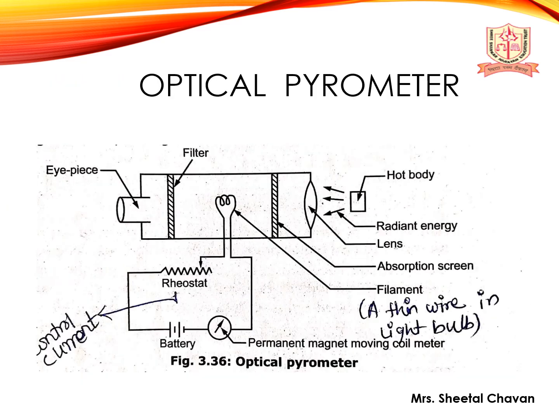The next is the optical pyrometer. This is the diagram of an optical pyrometer, which consists of the hot body. Then the lens is provided. After the lens, one absorption screen is there. Now the screen and the filter are in the middle. The filament is provided, and an eyepiece is provided at the other end. And voltage is measured with the help of a permanent magnet moving coil.